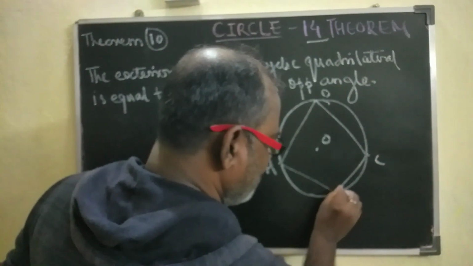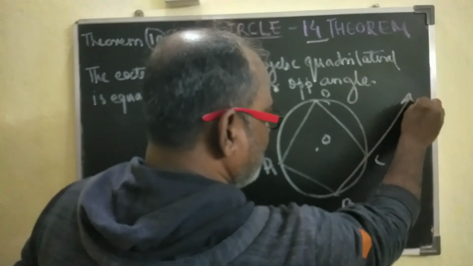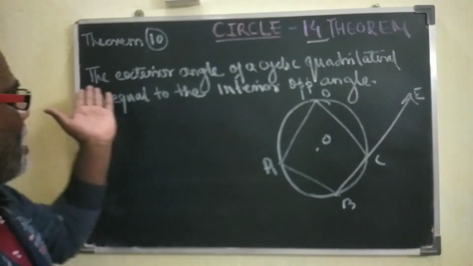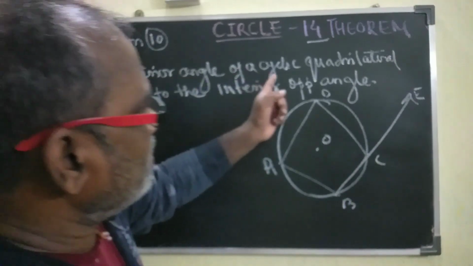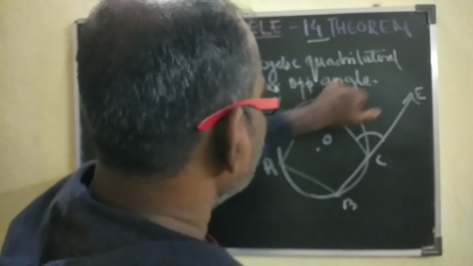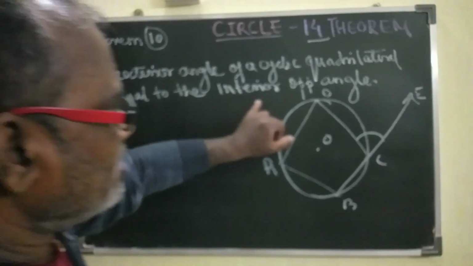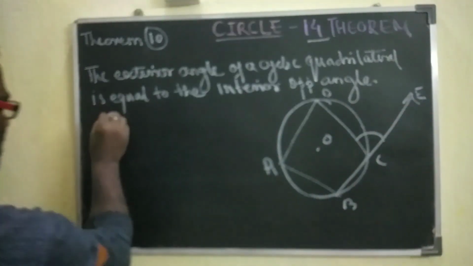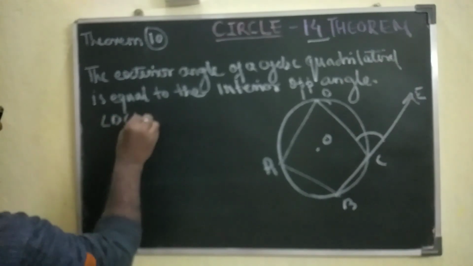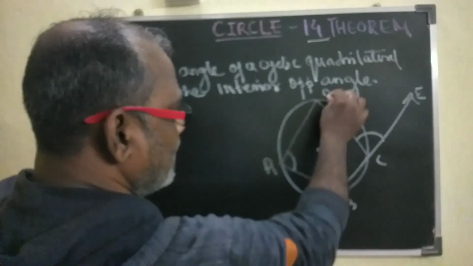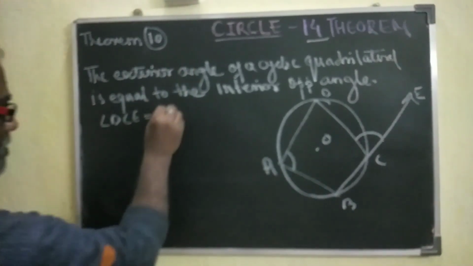Now let us extend BC straight away. Let us take the point as E. So what have they said here? The exterior angle of a cyclic quadrilateral, so this becomes the exterior angle, is equal to the interior opposite angle. That means angle DCE, we have to show that this angle must be equal to angle DAB.